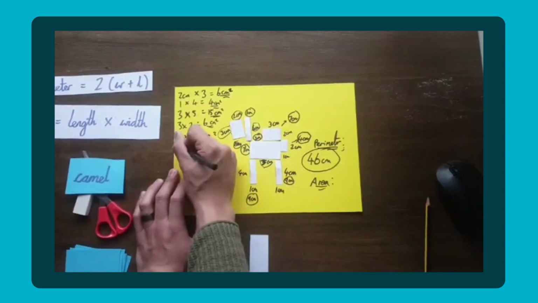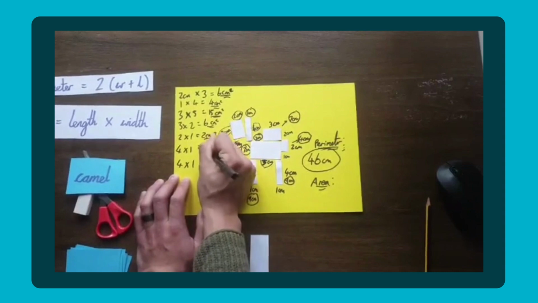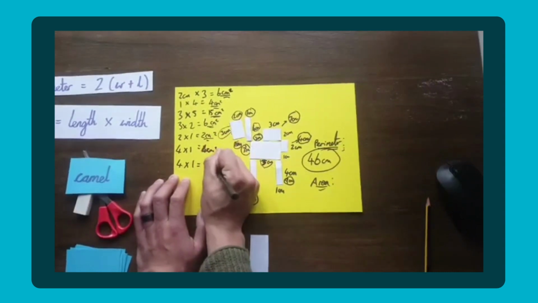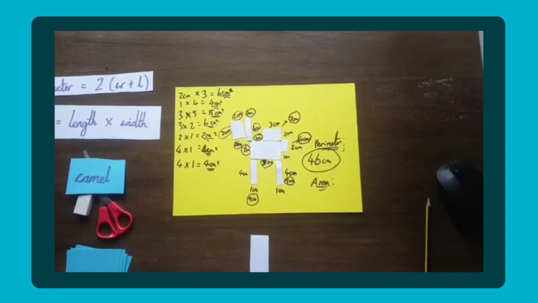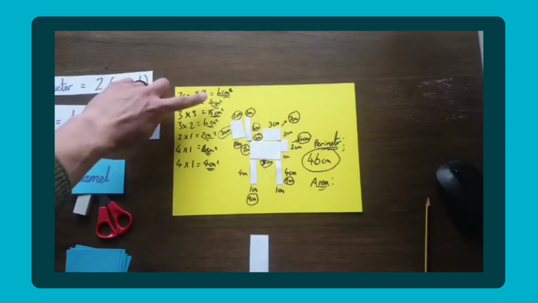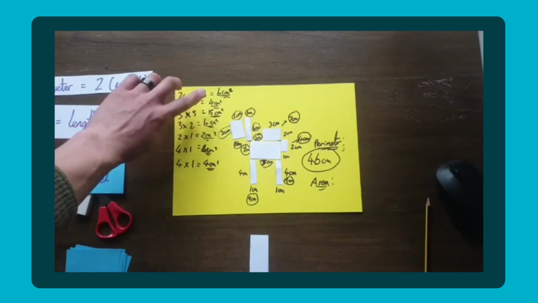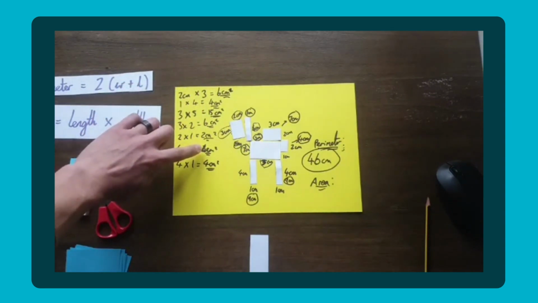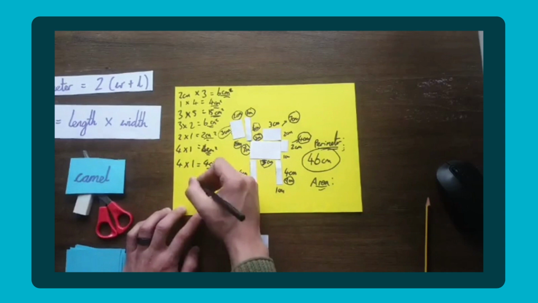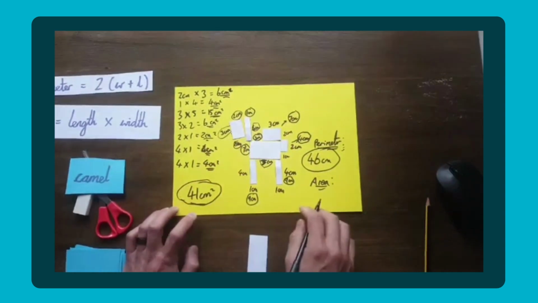So 4 times 1. I've got 2 legs. That's going to be 4 centimeters squared. Right, there you go. So that's the area of all my rectangles. So what I'm going to do now is just add them all together, and that will be the area of my shape. So 6 plus 4, that's 10, plus 15, that's 25, plus the 6, that's 31, 32, 33, 34, 35, 36, 37, 38, 39, 40, 41. There you go. So the area of my camel is 41 centimeters squared.